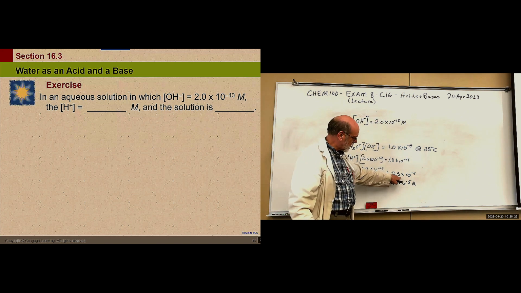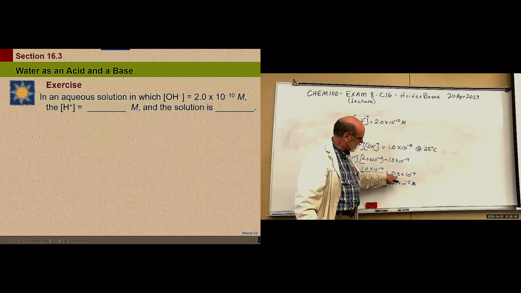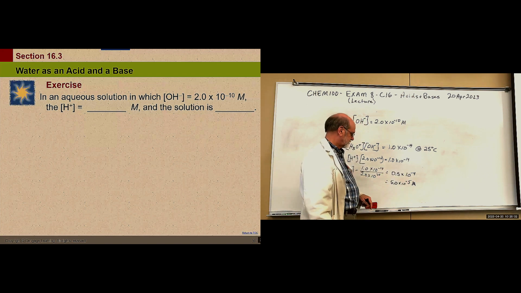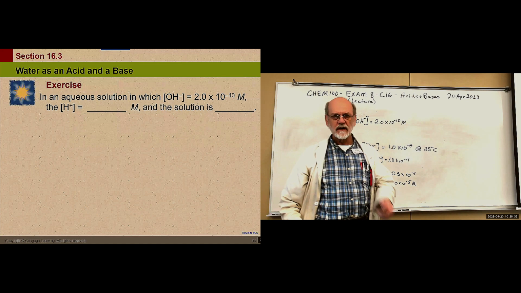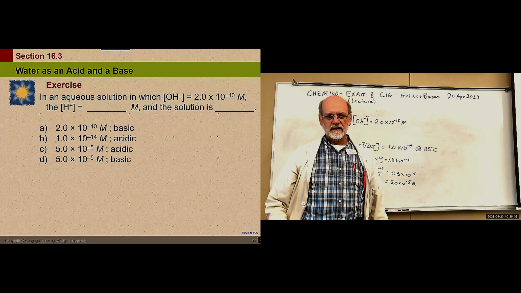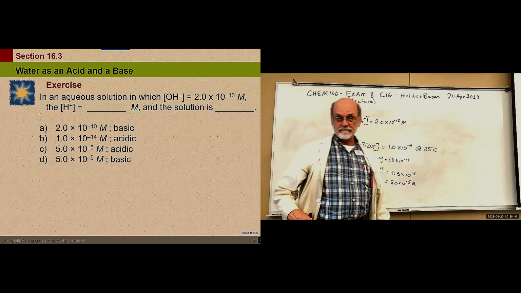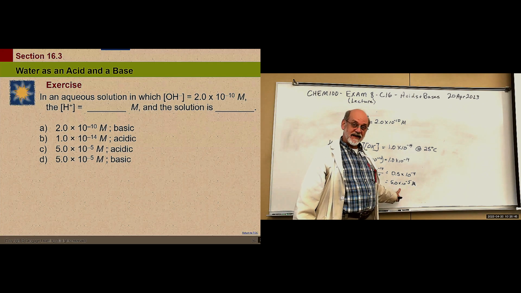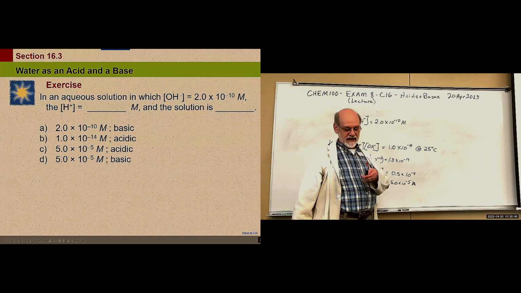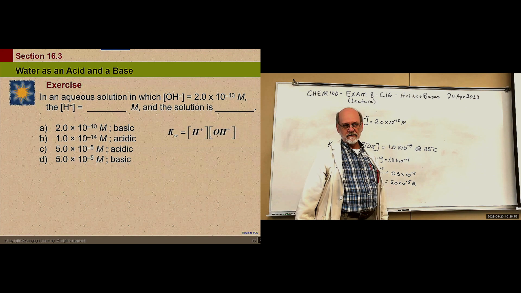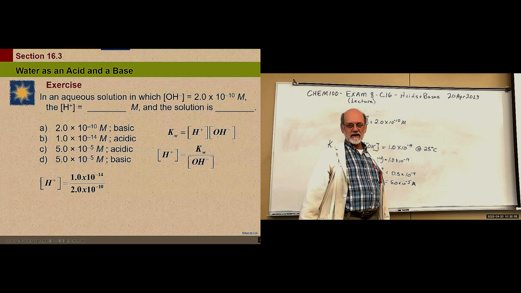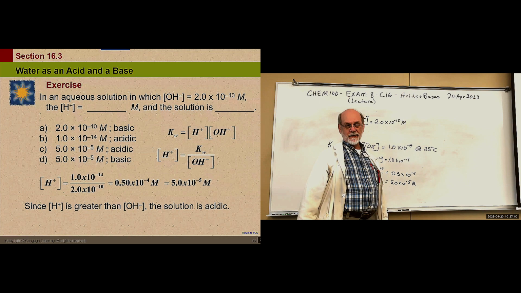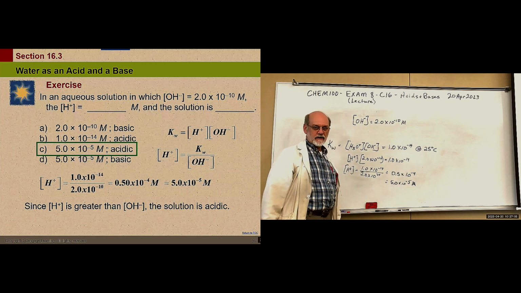Because I moved this one to the right, I stored up that negative decimal in here. So 5 times 10 to the minus 5 should be, okay, it's either C or D, right? 10 to the minus 5 means that it's greater than 10 to the minus 7, which makes it acidic. That makes C the correct answer. Oh, we're going to do calculations. There you go. And there's again, hydrogen ions greater than hydroxyl, the solution is acidic. There you go.